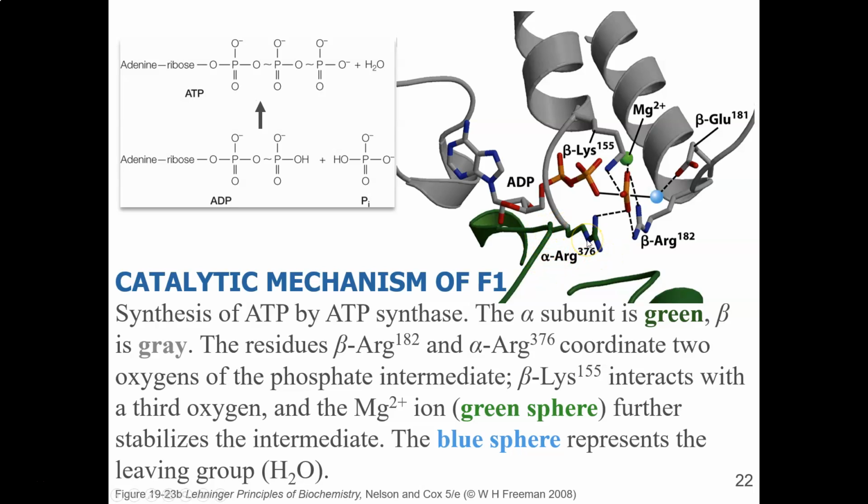We have an arginine right here. If you look over here, you can see that there's another arginine here, and a lysine here, and a magnesium ion. All of these side chains perfectly position the phosphate so that a nucleophilic attack can occur on this beta phosphate right here. So ADP can gain this third phosphate to form ATP, and then that's the water that's going to be the leaving group.